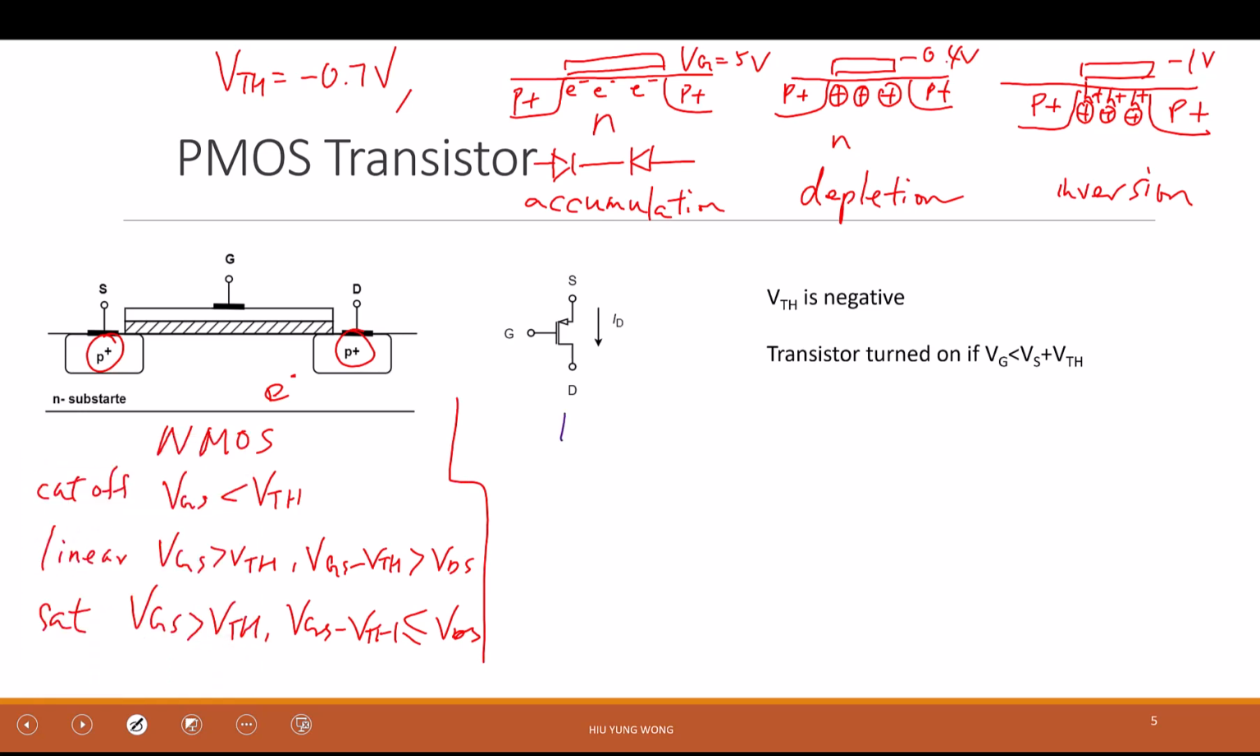How about for PMOS? Now you can go through the math yourself. You can have your own way of memorizing. But for me, I memorize in this way. I'm going to copy the NMOS, but just flip the sign. For cutoff, VGS larger than VTH. Now some of you might want to do VSG smaller than VTH. That is also fine. Okay? But that is the way I memorize it. And then for linear, it is the same. I have VGS smaller than VTH.